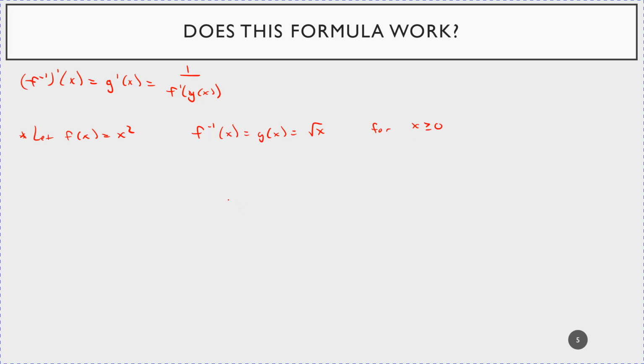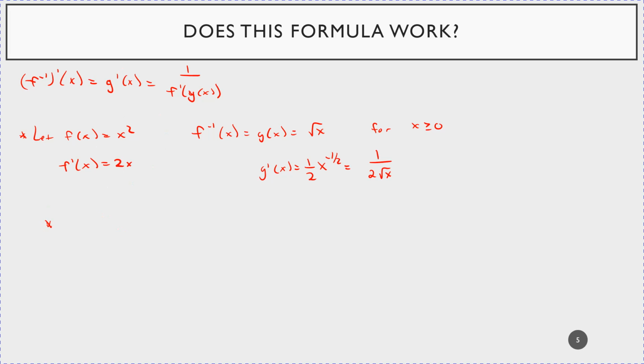Let me show you what the derivative of the inverse function is. We know the inverse function here. So g prime of x, if you take the derivative of this, you would just get 1/2 x to the minus 1/2 power, which is 1 over 2 square root of x. That's what g prime is equal to. Now let's use this other alternative formula to show that we're going to get this. We see that f prime of x is equal to 2x.